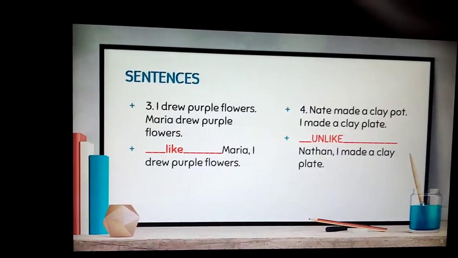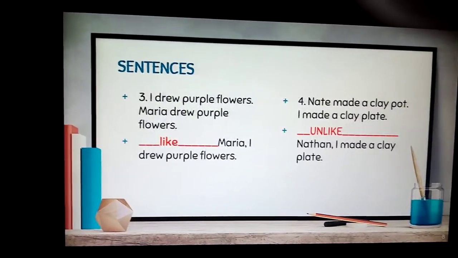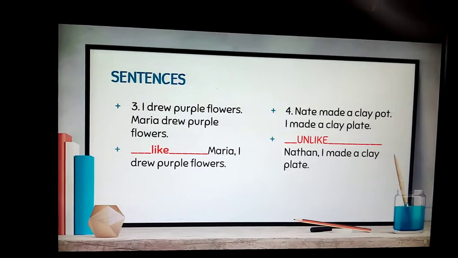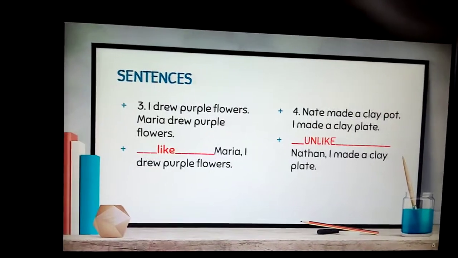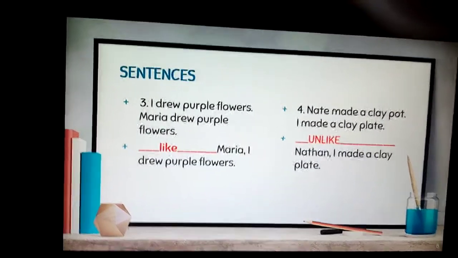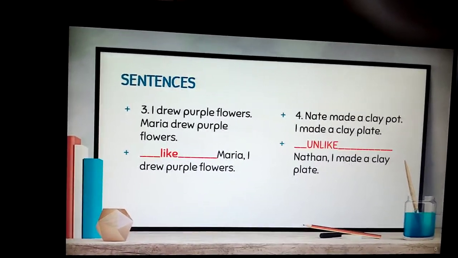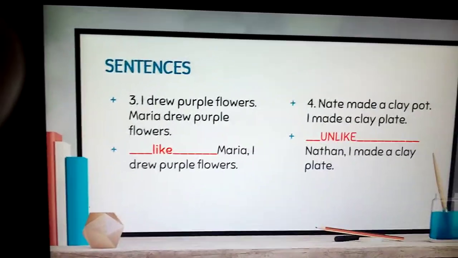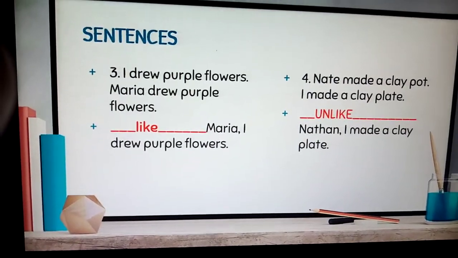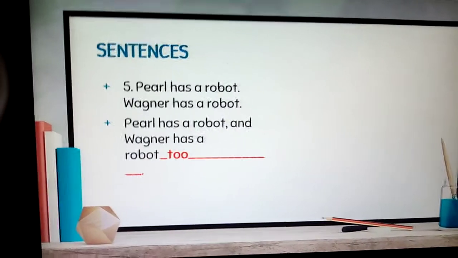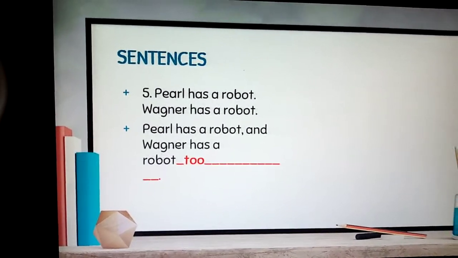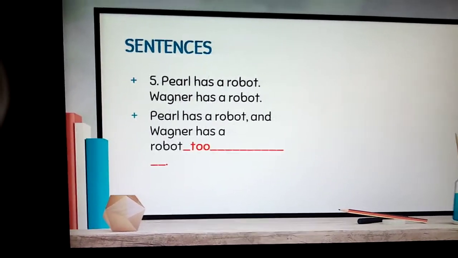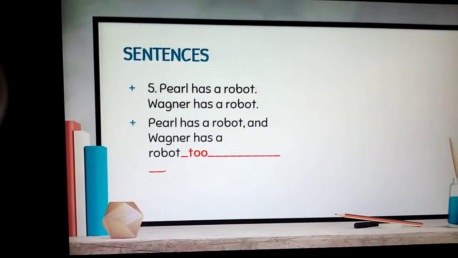Then we have, Maria drew purple flowers. I drew purple flowers. Like Maria, I drew purple flowers. Sentence number 4. Nate made a clay pot. I made a clay plate. Unlike Nathan, I made a clay plate. Here we're going to use the words like and unlike. Sentence number 5. Pearl has a robot. Wagner has a robot. Pearl has a robot, and Wagner has a robot too. We're going to use the word too.